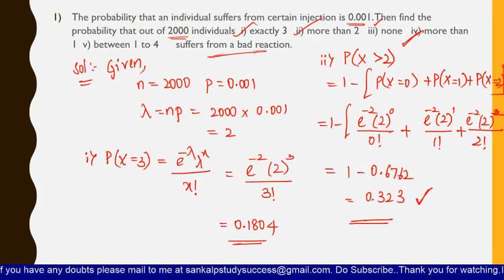Okay, so what is the last one? It is between 1 to 4. That means find the probability that out of 2000, between 1 to 4 suffer from a bad reaction. Let us take it here, between 1 to 4.